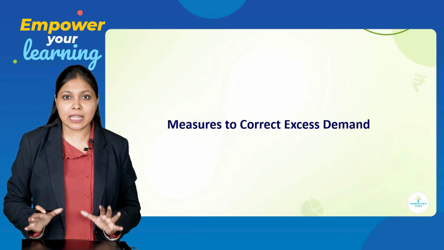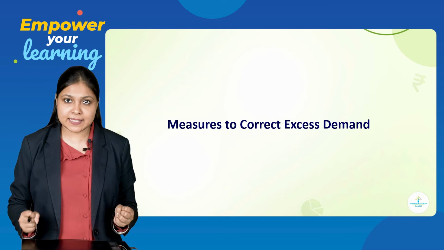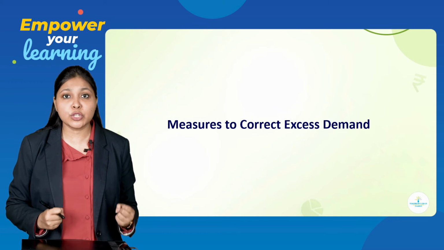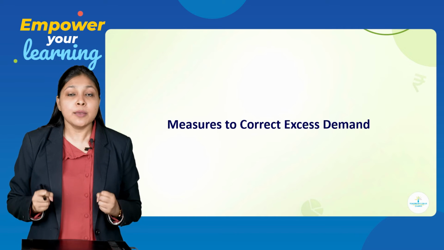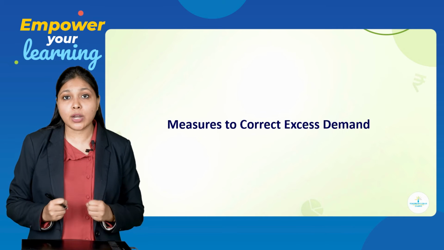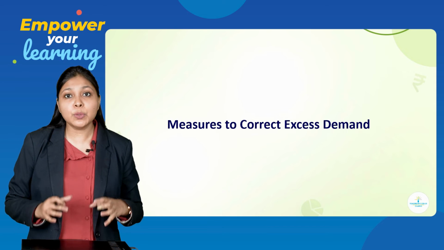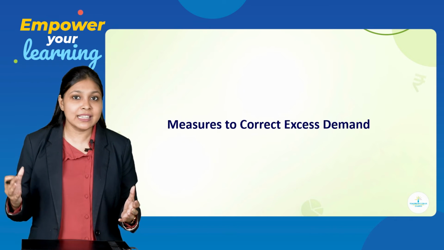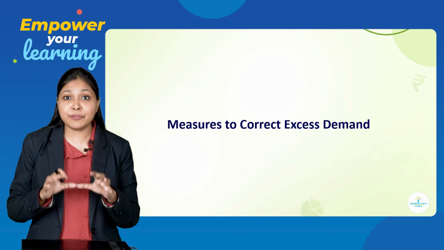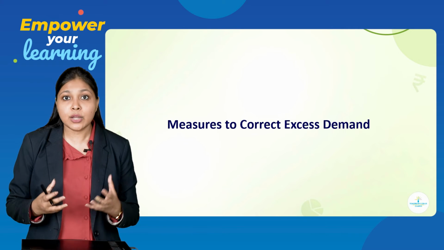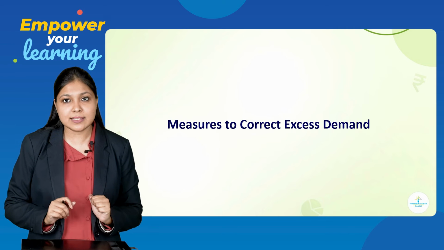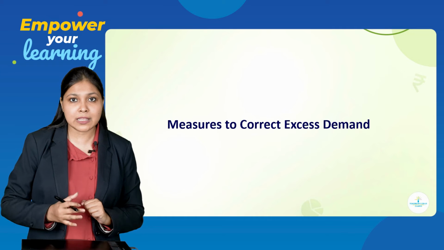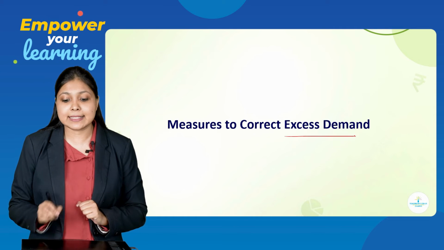So we understood now what is excess demand and deficient demand. Now what should we do to correct the situation of excess demand or deficient demand? Because both the situations are not good for the economy. We don't want our economy to be either in excess demand or in deficient demand. So there are different measures which are taken to solve both these situations. Next we are going to see those measures. First we will see the measures for correcting excess demand.